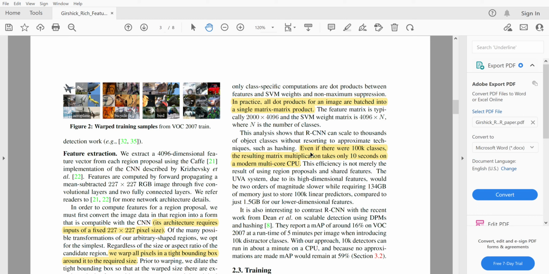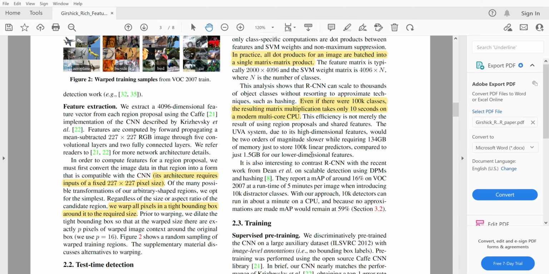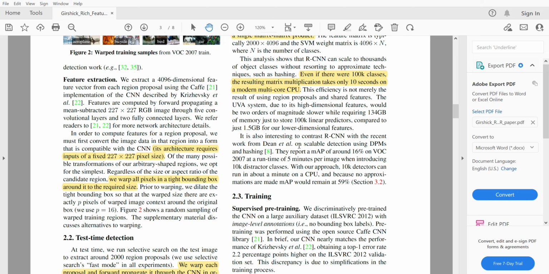This is because of the nature of the model, right? If you use high dimensional features, it would take around 134 GB just to store the linear predictors, compared to just 1.5 GB for our low dimensional features. They compare the techniques in terms of memory, because they're saying that their algorithm was optimal at that time.